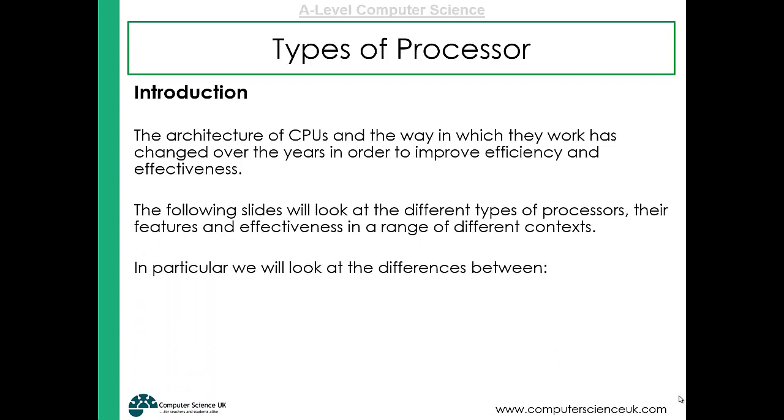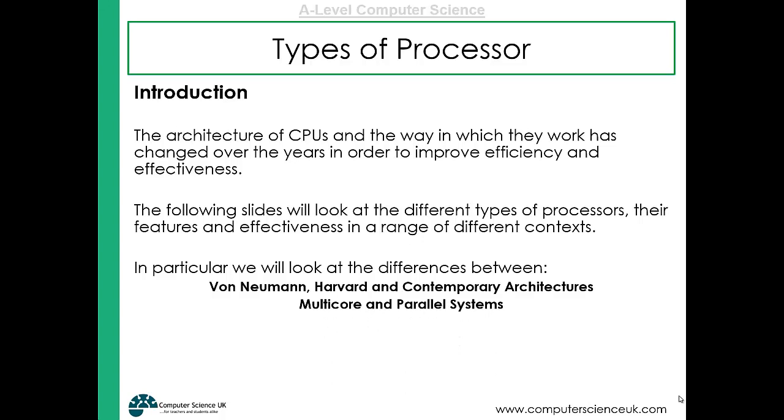So we will look at the difference between two different architectures, the von Neumann architecture and the Harvard, and also contemporary architectures. We'll look at multi-core and parallel systems, and we'll have a look also at complex instruction set computing and reduced instruction set computing processors. And also a little bit about graphical processing units as well, and how they differ from CPUs.